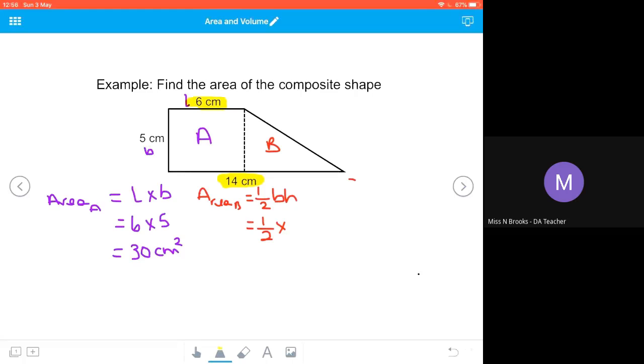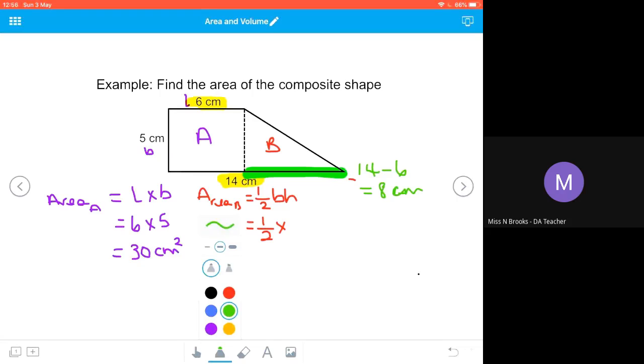So if we want to work out what this base of the triangle here is, then we need to work out the difference between 14 and 6. So if I do 14 take away 6, I'm going to get 8 centimeters. And that is going to be my base.